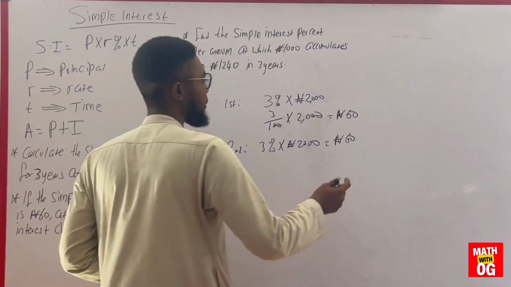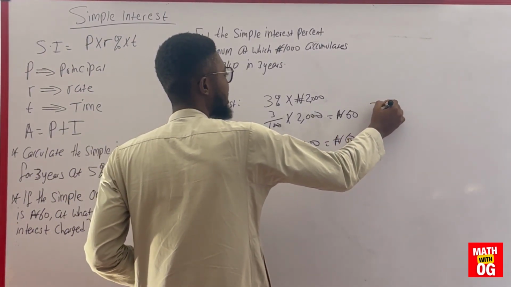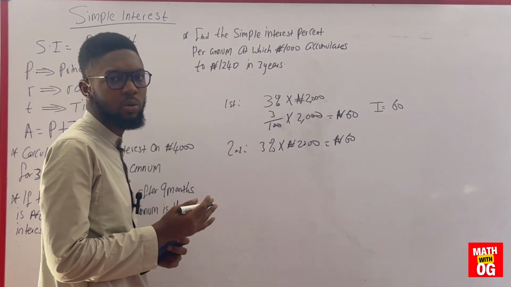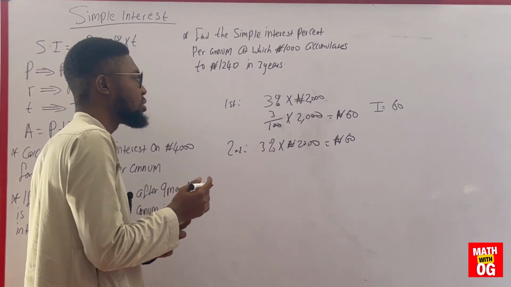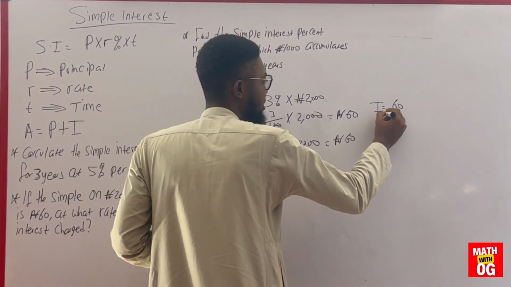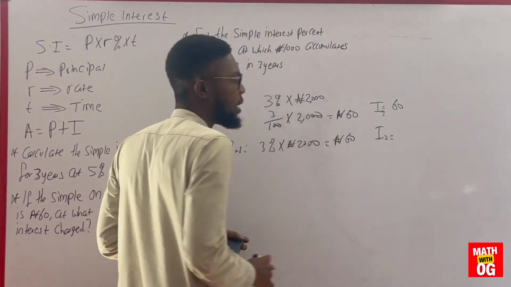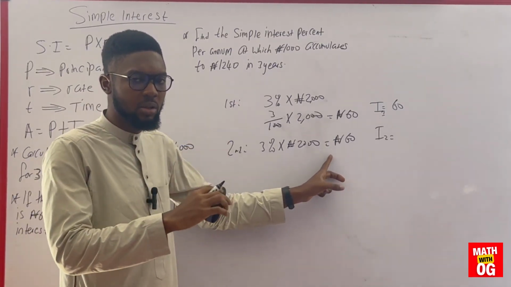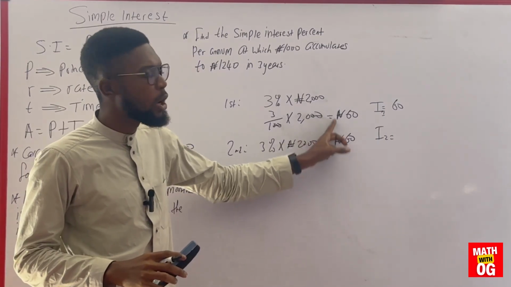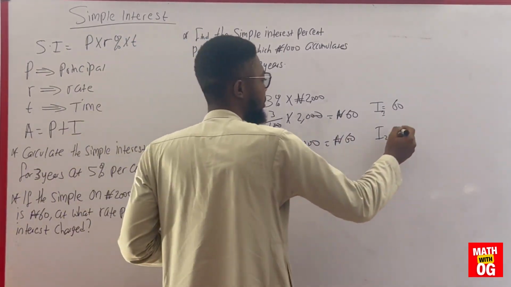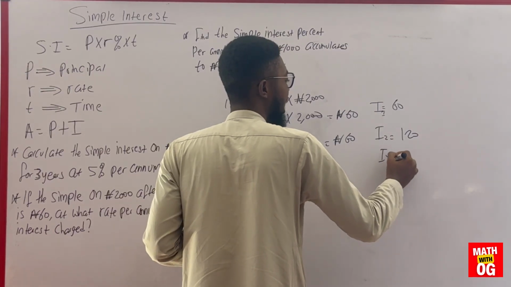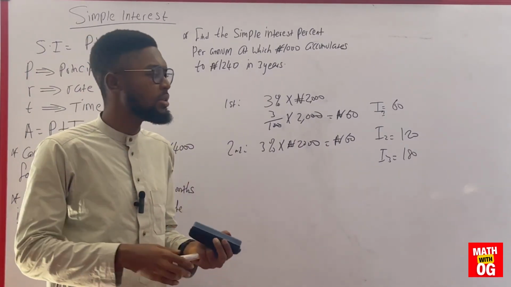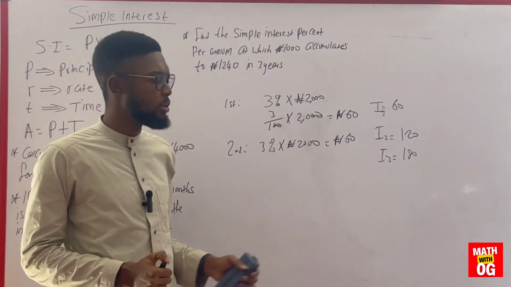That the first year my interest is equal to 60, because the interest is on 2,000 naira. This is for the first year. At the end of the second year, my interest is now 60 plus 60, because remember my principal is 2,000 naira. So at the end of the second year, I made 120 naira altogether. At the end of the third year, I have made 180 naira. So you can see that as the time is increasing, my interest is also increasing.